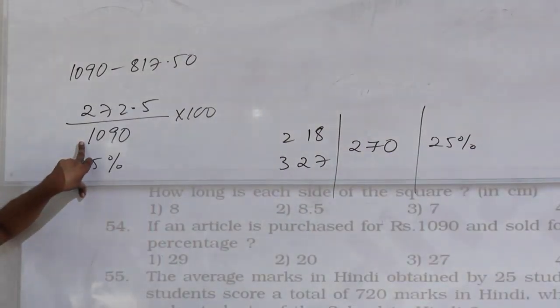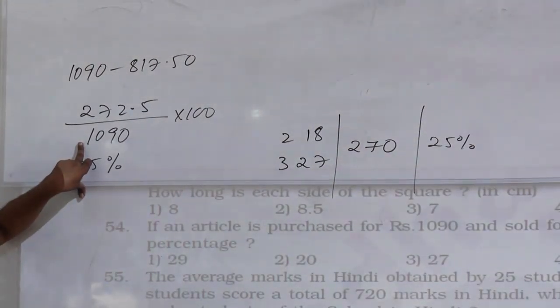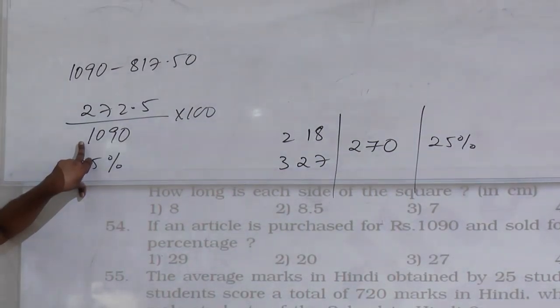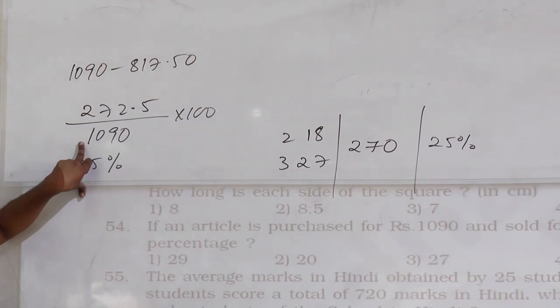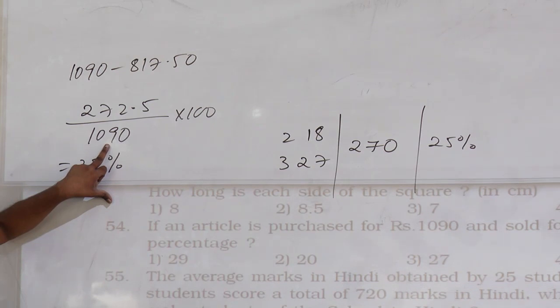Can you treat this 1090 as 1000 plus 90? 50% of 1000? 25% of 1000? 250, right? Yes or no? Then 90. We have 90 more. 50% of 90? 25% of 90? 2 and a half.